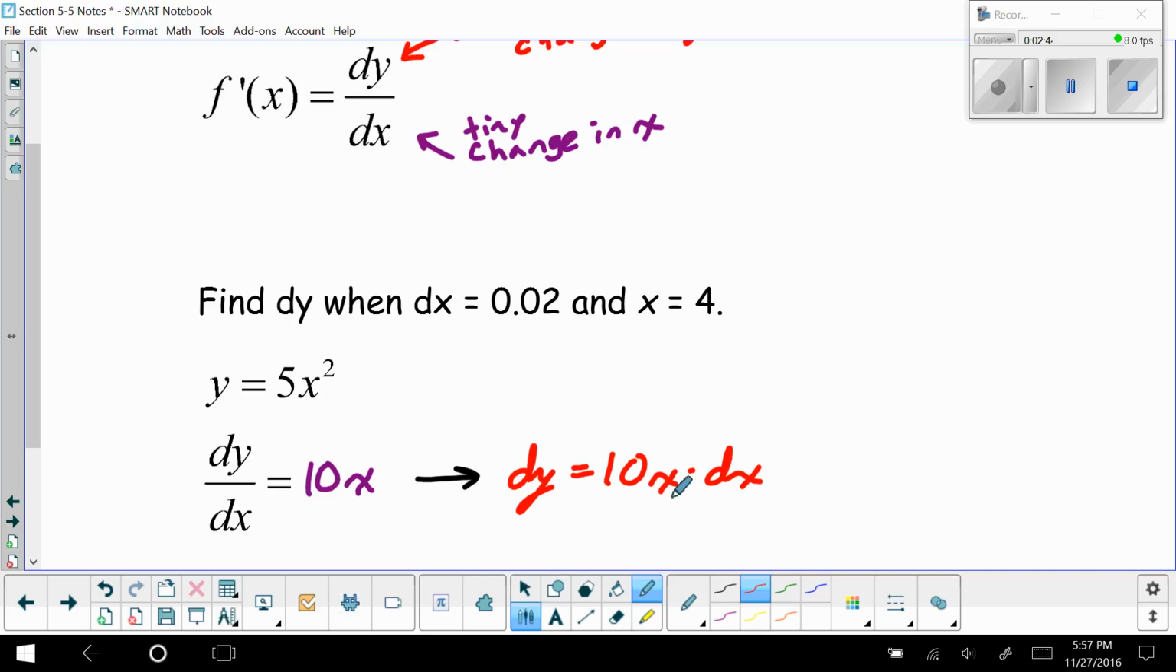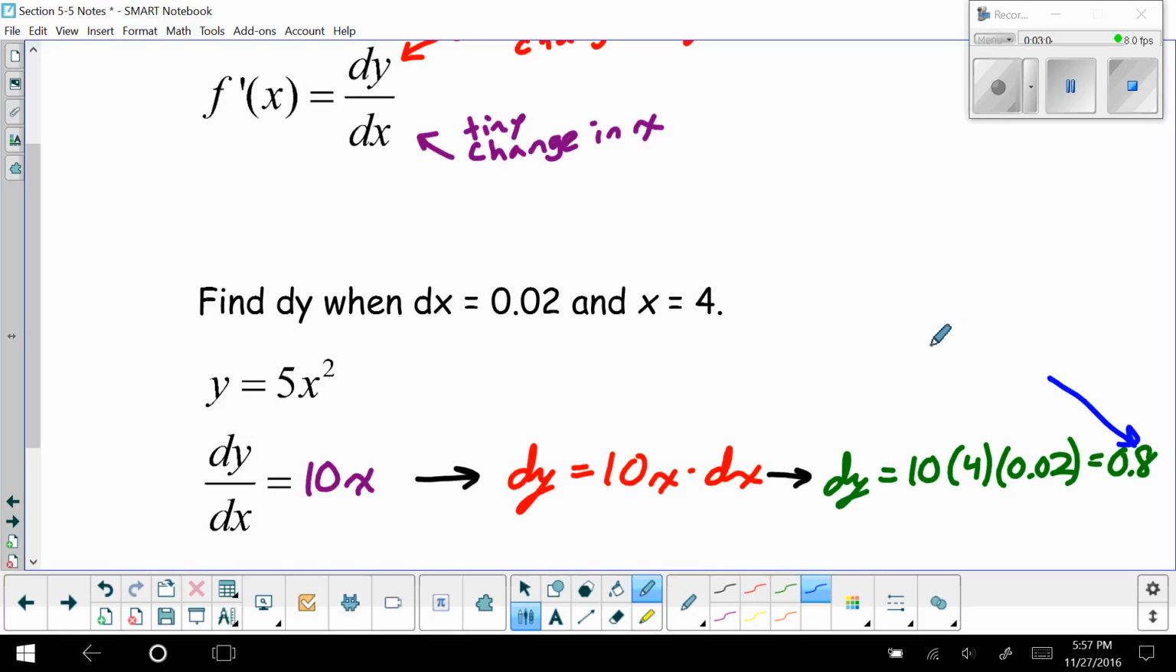And we're told that x is starting at 4, and we're changing x, dx, by 0.02. So I can plug those in, and I get that dy is equal to 10 times 4 times 0.02, which is 0.8. And so what this 0.8 means is that y changes by about 0.8 when x changes from 4 to 4.02.